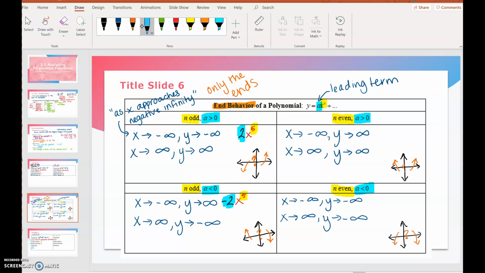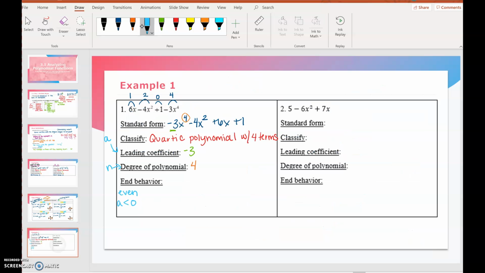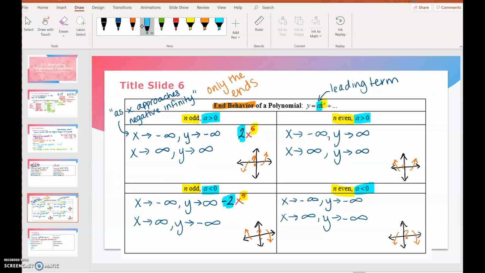So now we go back to our table. So we said n is even, so we're going to be looking at this column here. And then a is less than 0, which is right here. So both our arrows are going down, so they'll both be going towards negative infinity. So I'm literally just going to take this right here, and I'm going to copy it and put it on the other one.